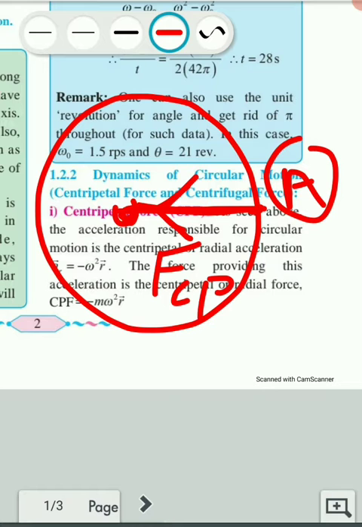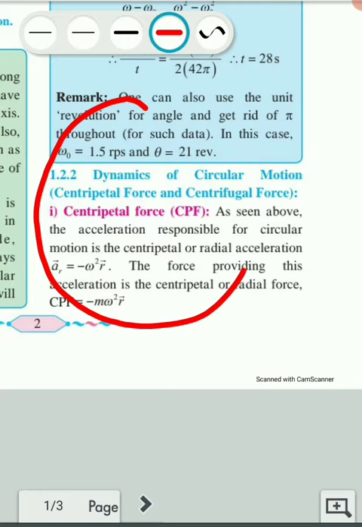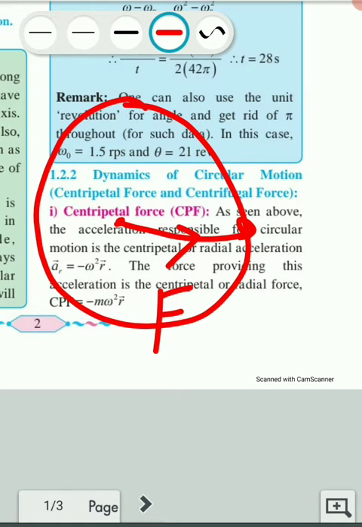Similarly, we can consider motion of any object or particle along the circumference, that is circular motion. But at that time, the particle moving in a circular motion has a force along the radius but directed away from the center of the circle. So its motion is circular, but the force acting on that particle is nothing but the centrifugal force.